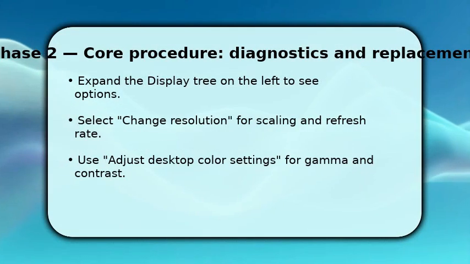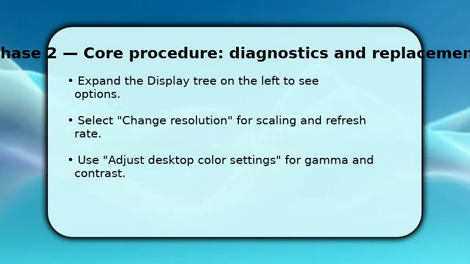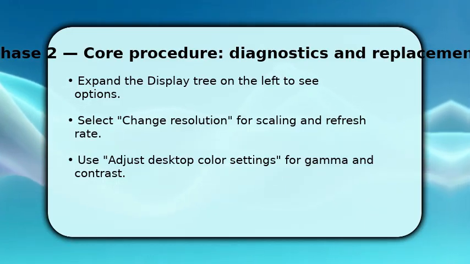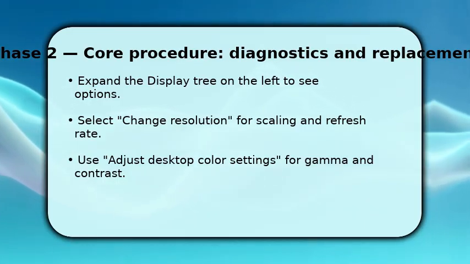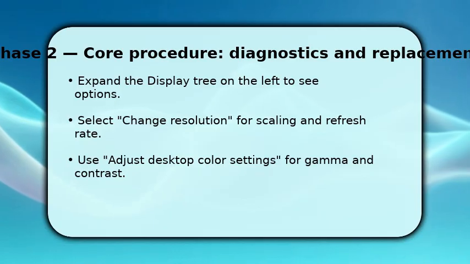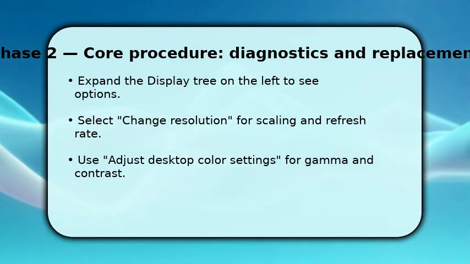You now navigate. On the left pane, expand Display to reveal Change resolution, Adjust desktop color settings, and Set up multiple displays. Select Change resolution to choose the monitor, set the resolution, and pick the optimal refresh rate. This controls smoothness and input lag.